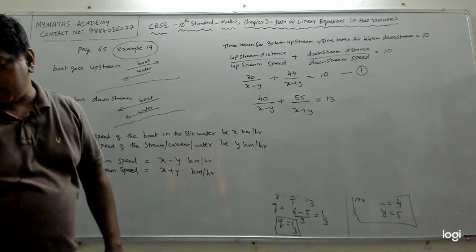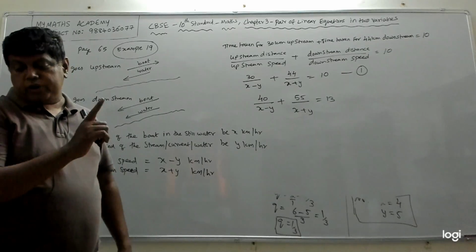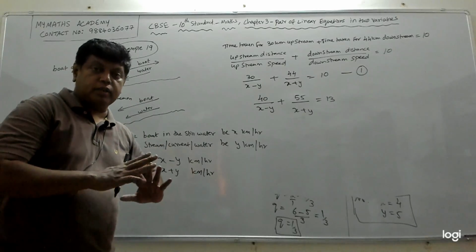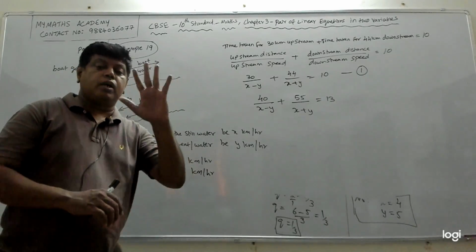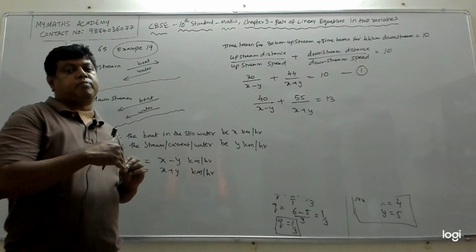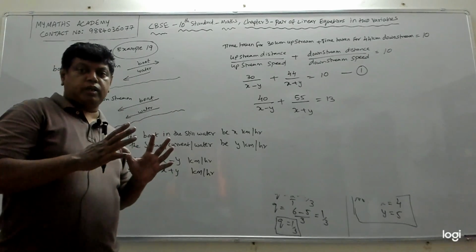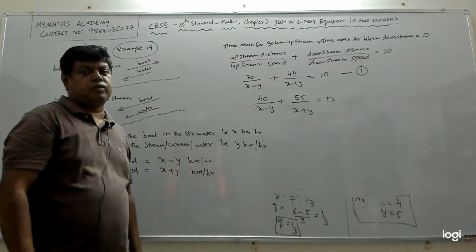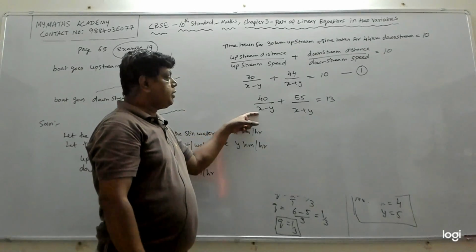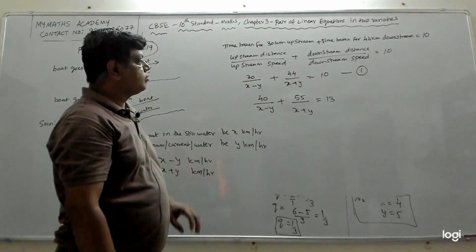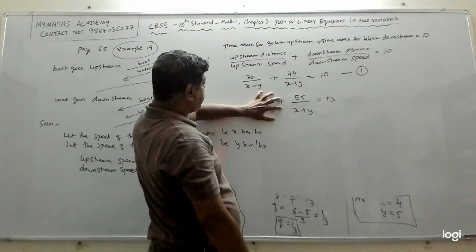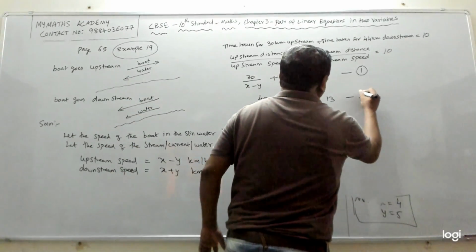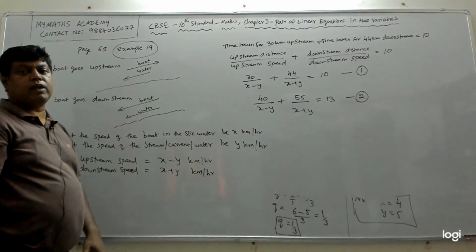I am reading the second information again: in 13 hours it can go 40 kilometers upstream and 55 kilometers downstream. It means the entire journey of 40 kilometers upstream and 55 kilometers downstream takes 13 hours. So now we write time as distance by speed, the same way as before. I am not giving the full explanation again; I have written this for the second equation based on the second information. Now we need to solve these two equations and find the values of x and y.